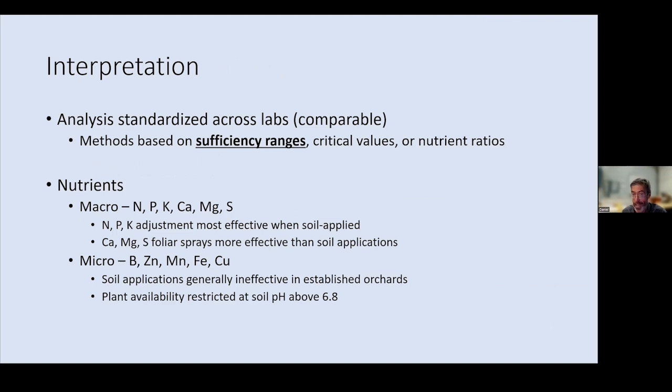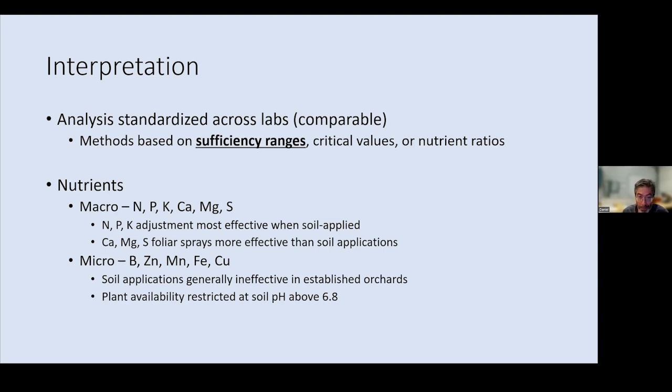Analysis is standard across labs. That means they're comparable one lab to the other. The methods are based on sufficiency ranges, which is the ranges of nutrients in healthy plants at certain stages of development based on research. Critical values, which is the concentration where 5 to 10%, there will be a yield reduction. And that's usually the lower limit of sufficiency, or nutrient ratios are used less often. And those are just the interaction between 2 or more essential elements together.